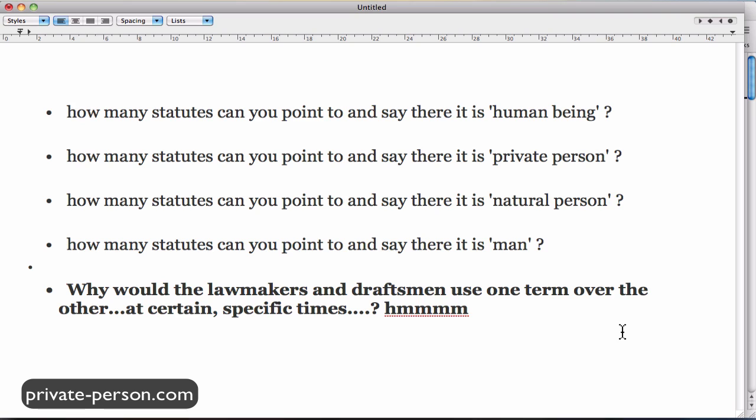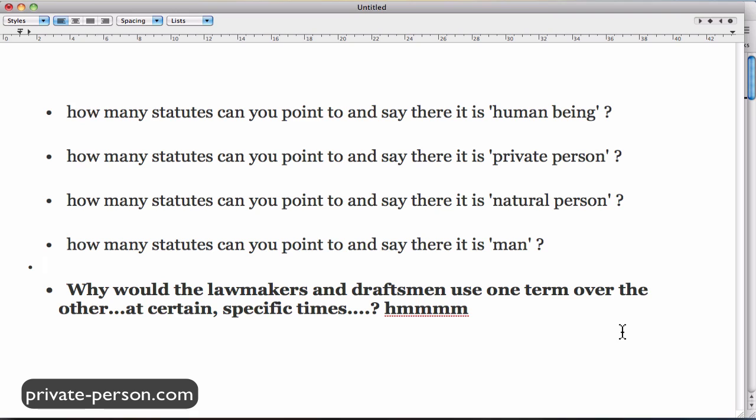So I decided to go looking, and ultimately it comes down to the question at the end, which is, why would lawmakers and draftsmen use one term over the other at certain specific times? Why would they choose to use a private person in a statute instead of human being, or a natural person instead of private person, or man instead of any of the above? It raises a good question as to what is the minute differences or large differences between those terms. Or is it just being used to confuse people by redefining those terms for specific uses and having them, you know, hop around from place to place?